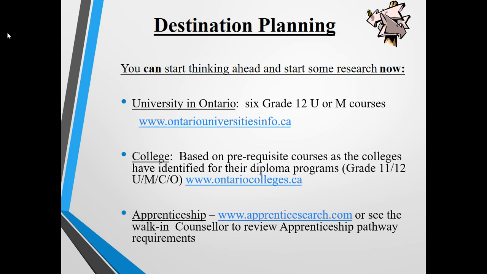So in grade 9, it's in the distance. However, you can start thinking ahead and do some research now. So if you're thinking you're going to be attending university after high school, you'll be gearing towards grade 12, having 6 grade 12 U, which is university or M level courses so that you can apply to any Ontario university. College, it's very specific, your prerequisites, and you can research that on ontariocolleges.ca. And apprenticeship, the opportunities are endless for apprenticeship, and you can find out more information on apprenticesearch.com.